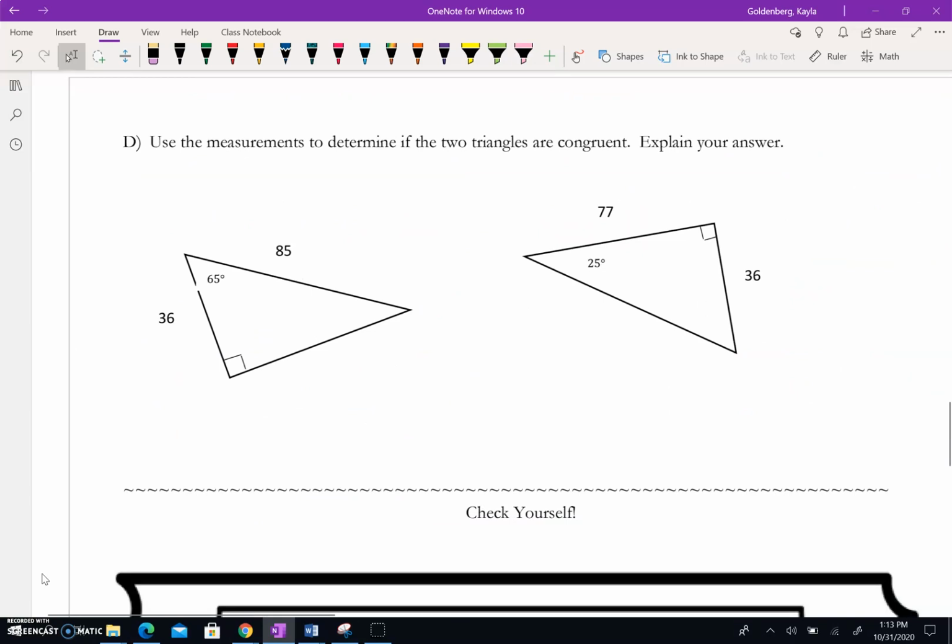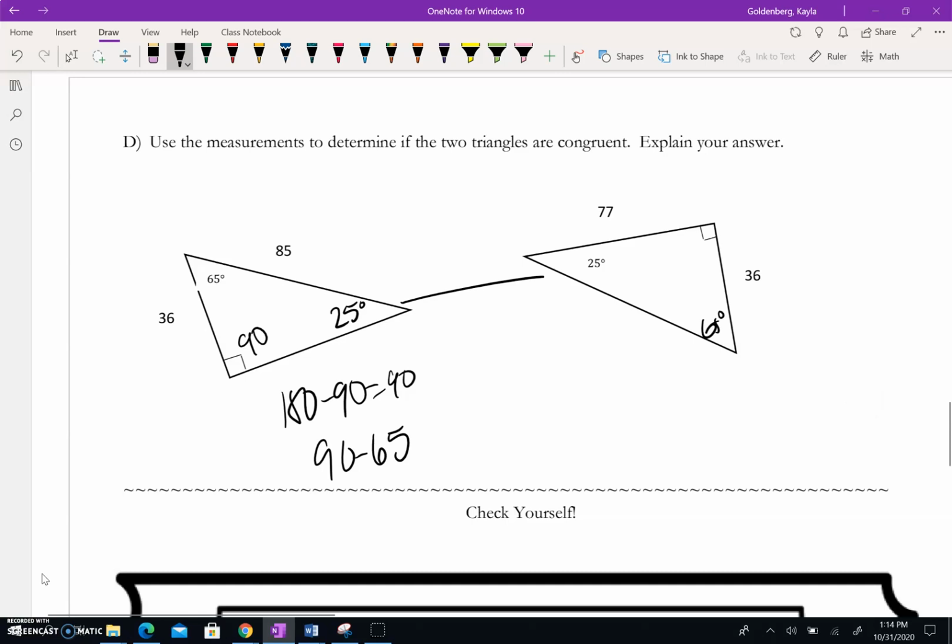We have 65 degrees and 90. I know that triangles add to 180 degrees. That means if I do 180 minus 90, there's 90 left. If I do 90 minus 65, that would be 25 degrees. So that's nice. Those kind of match, right? And that can also inform me that this is also 65 degrees, which is super nice.